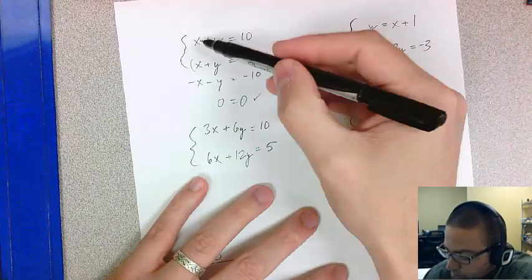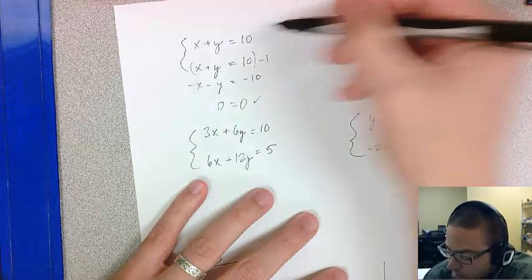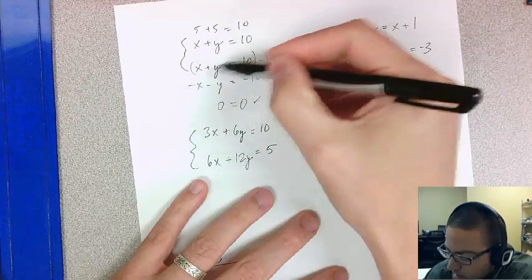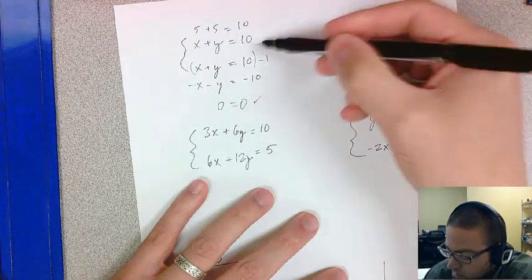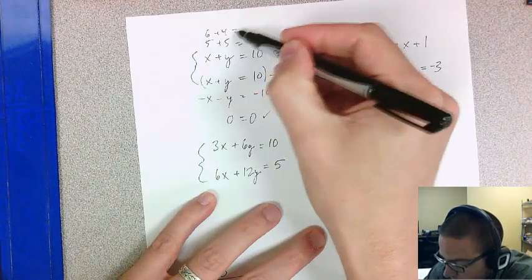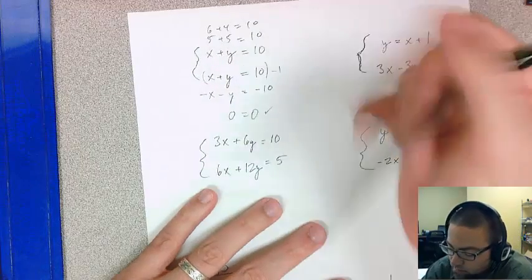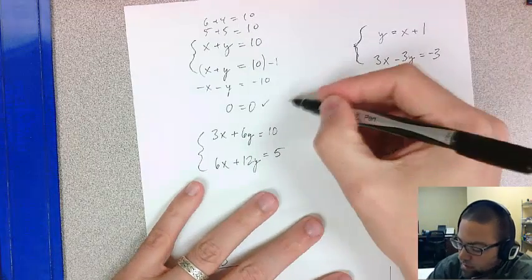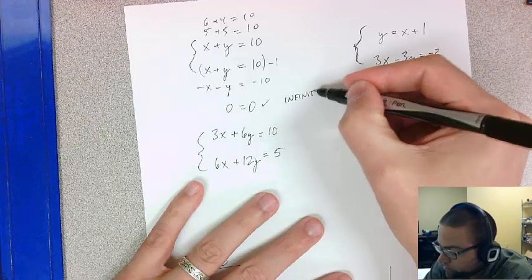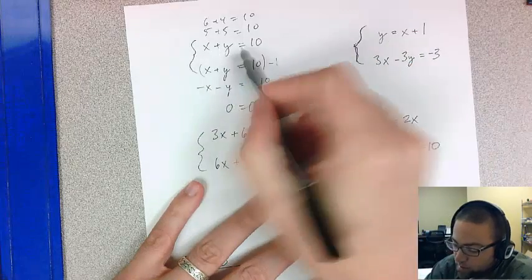I could put in something that makes this first equation true, like 5 plus 5 equals 10. All right. So that would be true. And also, that would be true for the second equation because it's the same equation, right? Or I could try 6 plus 4 equals 10, which also makes that one true, or 3 plus 7 equals 10. So there's actually an infinite number of solutions. That's what we say here. And they all happen to be on that line.